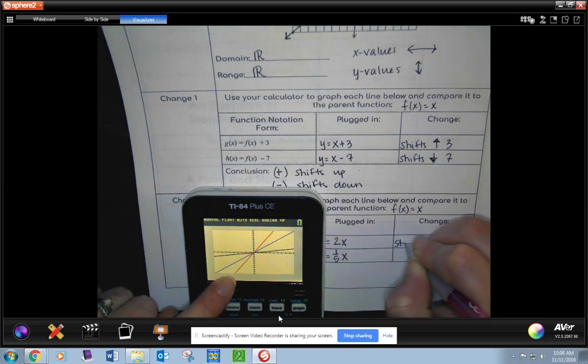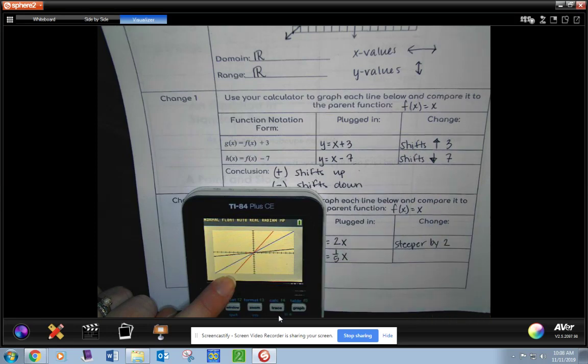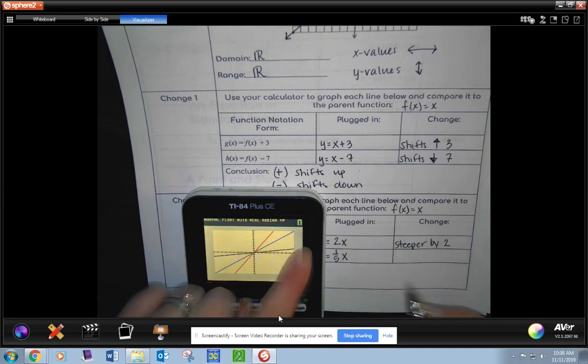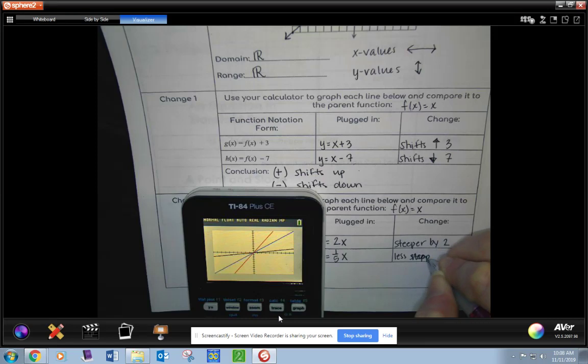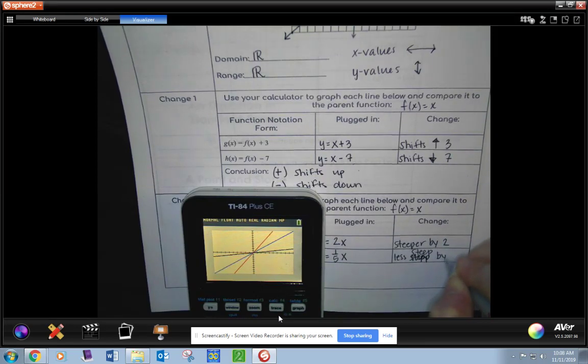So this number made it steeper, and it's by a factor of 2, but I'll just let you put steeper by 2. Now 1/5, this hill would be way easier to walk. It wouldn't take as much effort to walk. So this is less steep. Oh, spelt that wrong. There we go, less steep, and it's by a factor of 1/5.